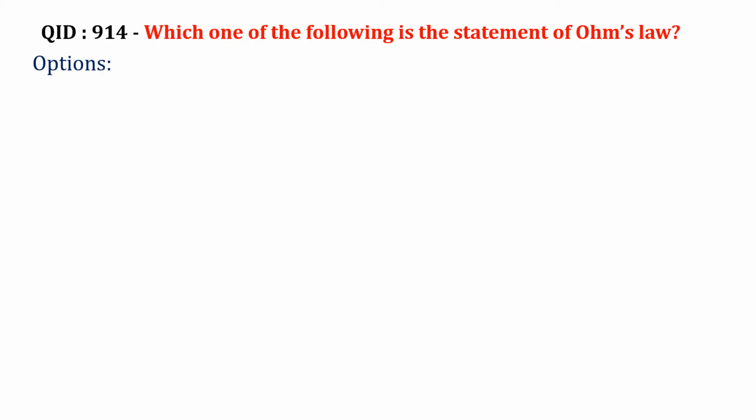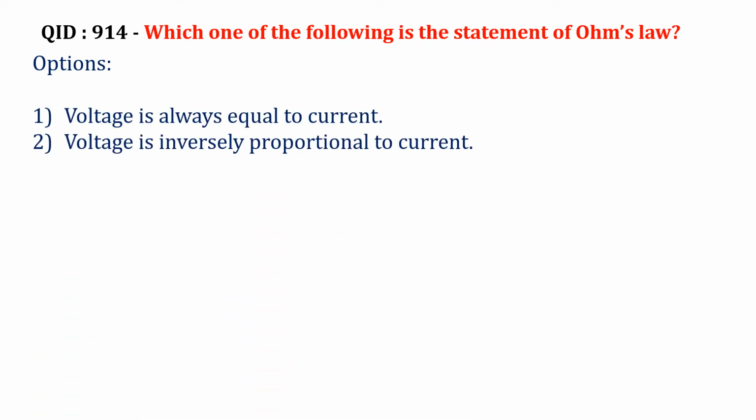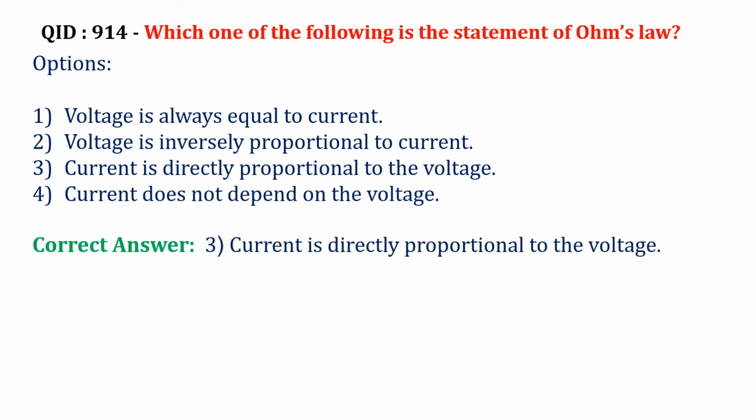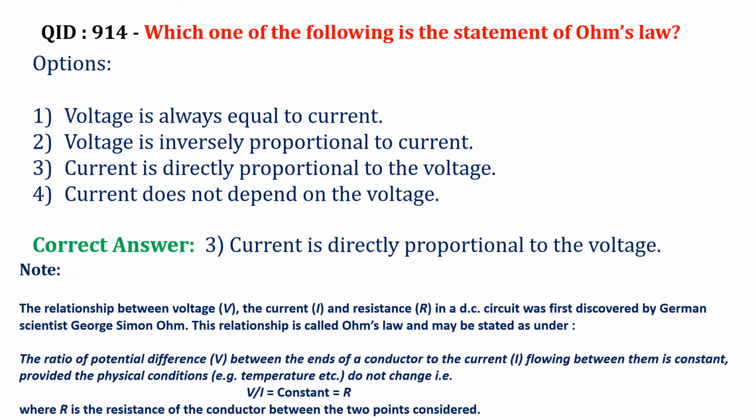The options are: option 1, voltage is always equal to current; option 2, voltage is inversely proportional to the current; option 3, current is directly proportional to the voltage; option 4, current does not depend on the voltage. As we know the Ohm's law statement, the correct answer is option 3, current is directly proportional to the voltage.